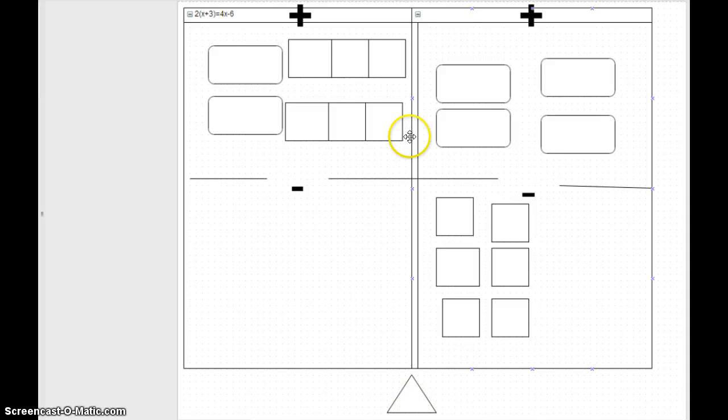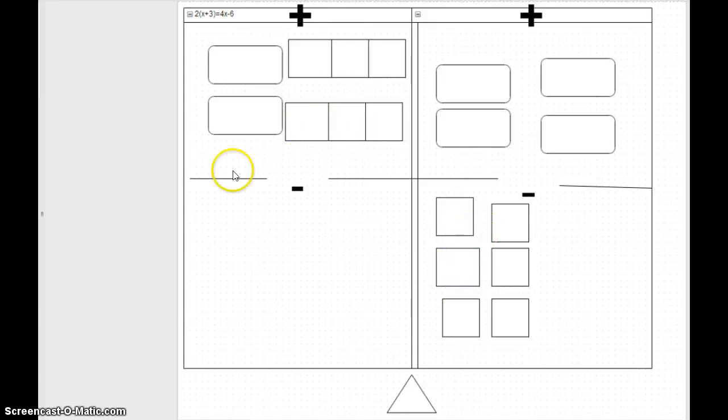Okay, this is more of like an Algebra tile mat. This balance here represents the equal sign, and then this is positive, negative, positive, negative. Our equation is right here. It's 2 parentheses x plus 3 equals 4x minus 6. You can see how these actually represent positive 6, negative 6 on this side.